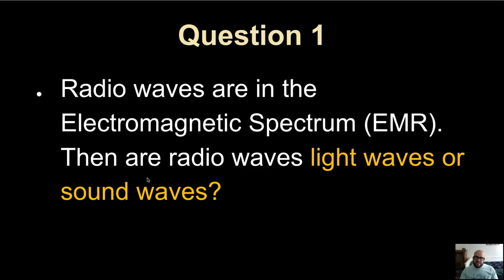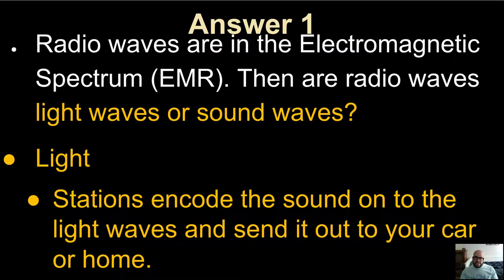So, question 1. Radio waves are in the electromagnetic spectrum. Then are radio waves light, or are they sound waves? Pause. The answer is that they are light waves, without a doubt. Now, what radio stations do is they encode that sound on the light waves and then send those light waves out through the city and to your car or to your home, and then your radio that you have in your house or your car translates those radio waves or those light waves and reads the encoded sound off of them and then plays them on the speakers. So, radio waves are light waves.